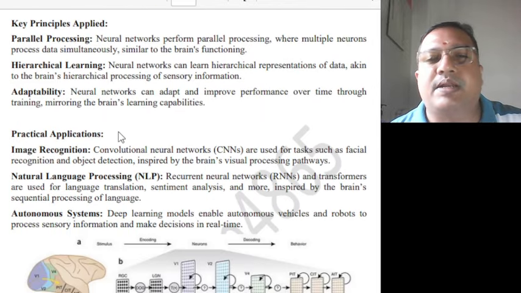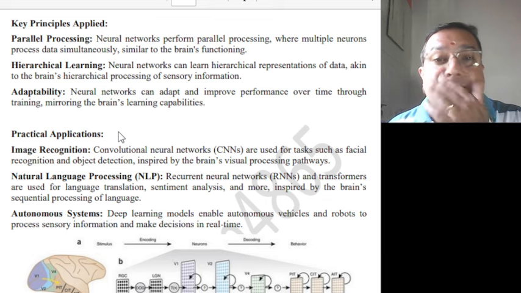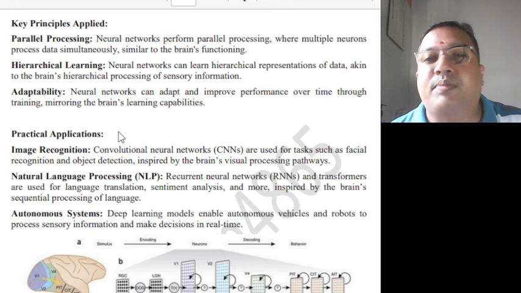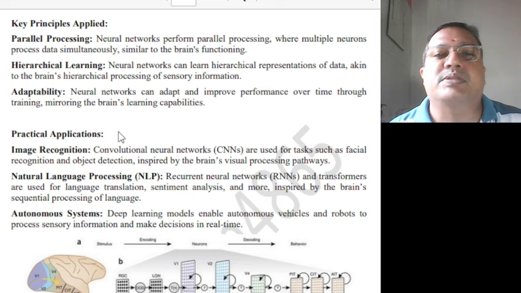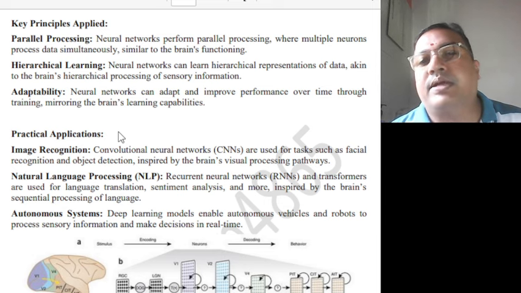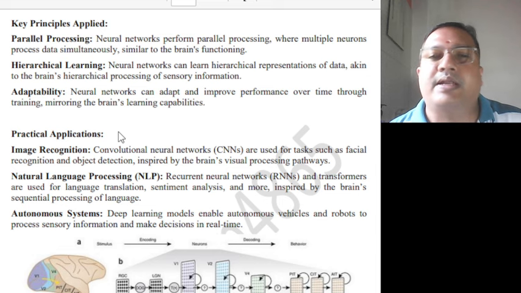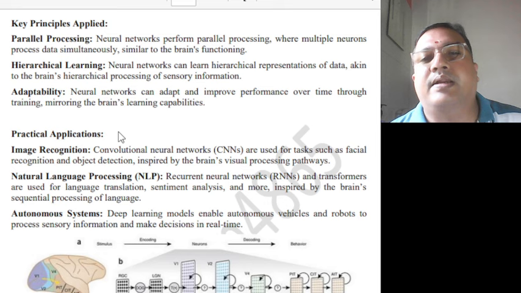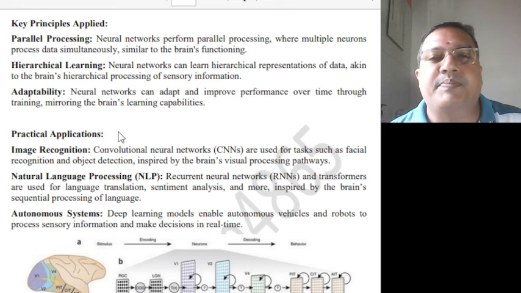The key principles are parallel processing, hierarchical learning, and adaptability. Neural networks perform parallel processing where multiple neurons process data simultaneously, similar to the brain functioning. Hierarchical learning: neural networks can learn a hierarchical representation of data, similar to the brain's hierarchical processing of sensory information. Adaptability: the neural network can adapt and improve performance over time through training, mirroring the brain's learning capabilities.